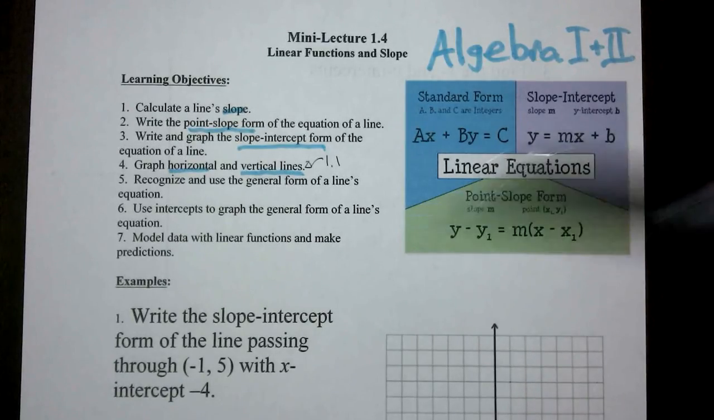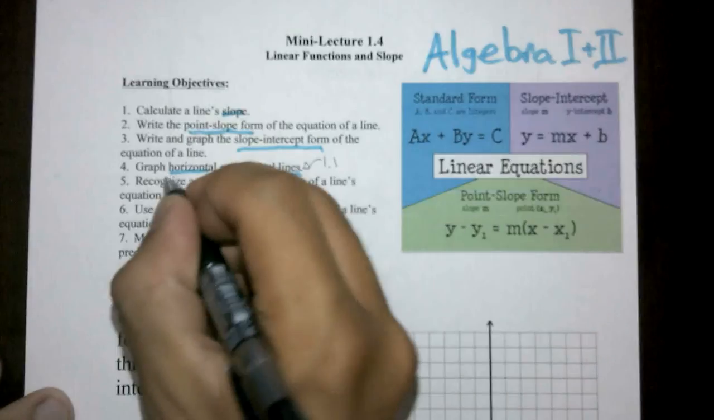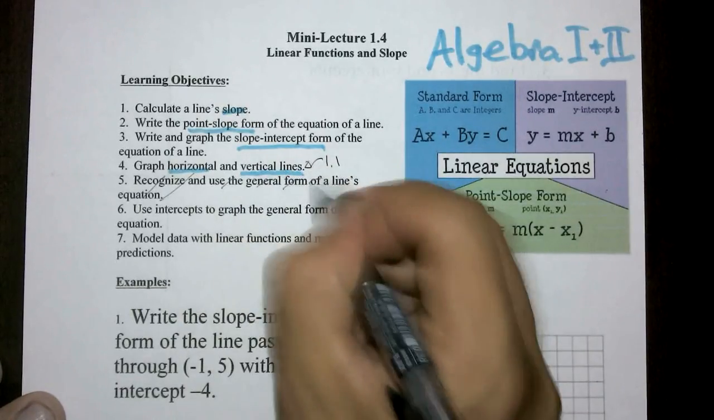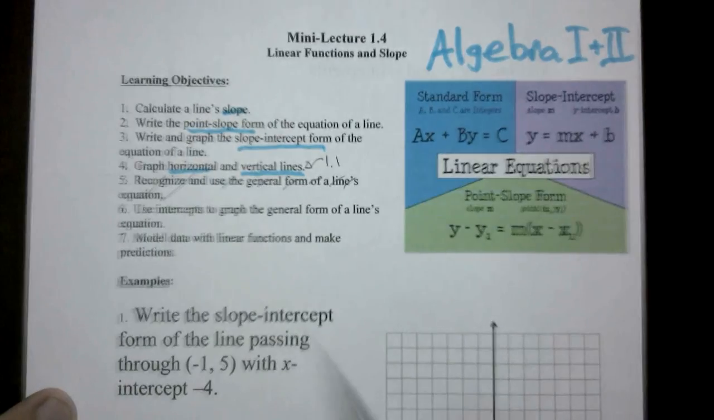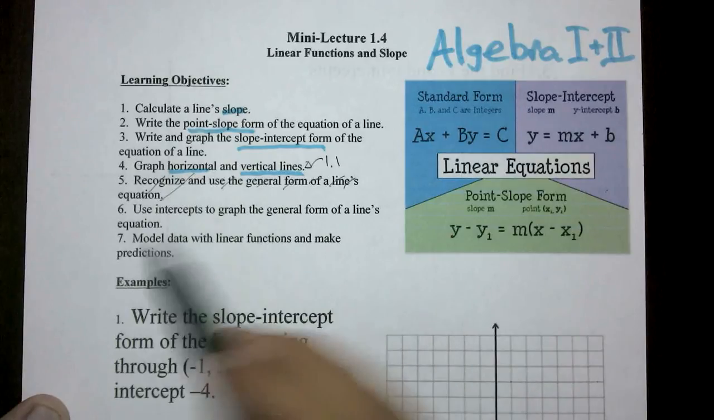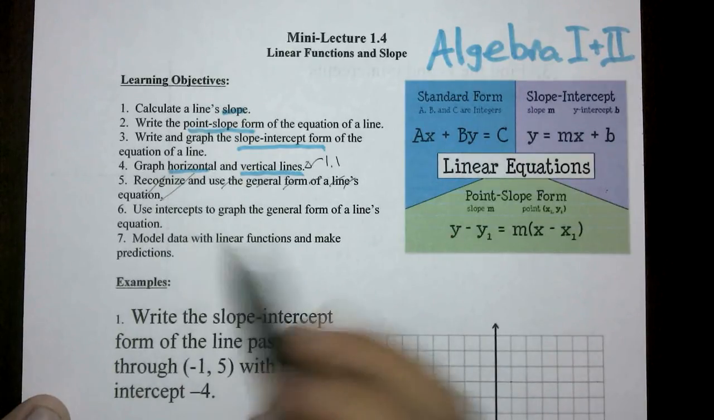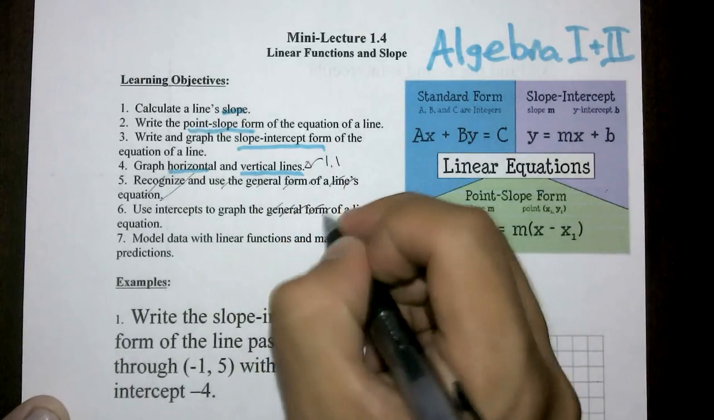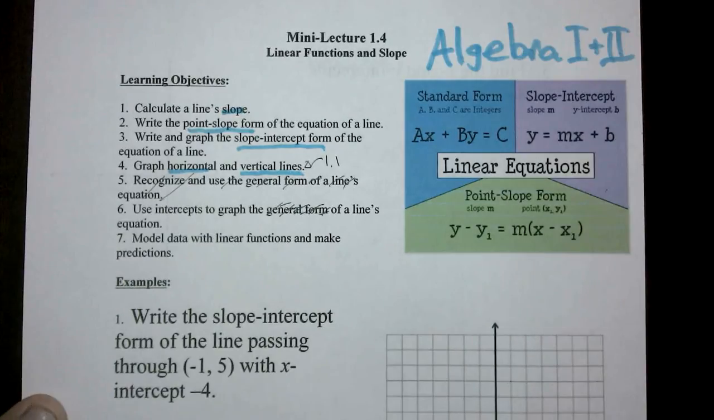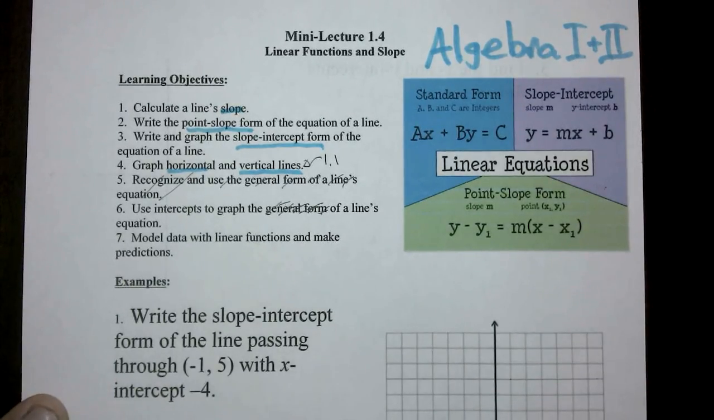Recognizing and using the general form of lines equation, we actually won't see this, so you can disregard that. Using intercepts to graph the general form of a lines equation. We'll use intercepts, but not so much the general form. Finally, modeling data with linear functions and making predictions.